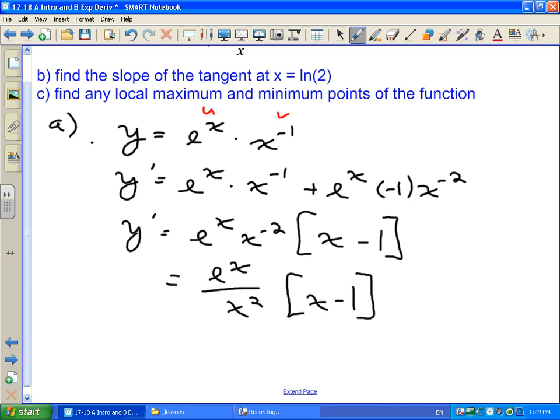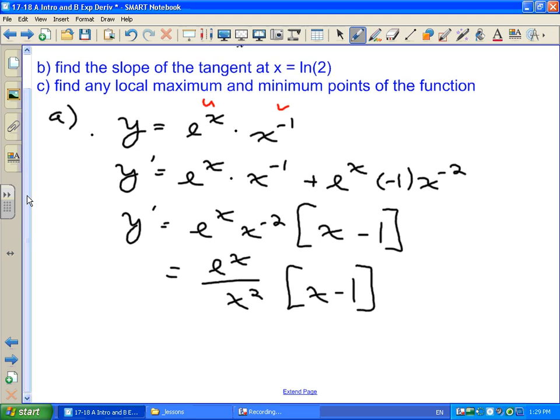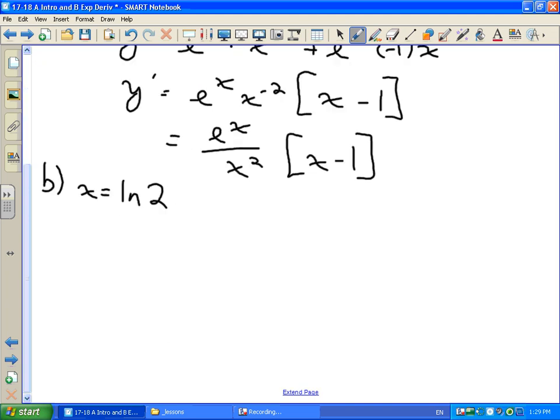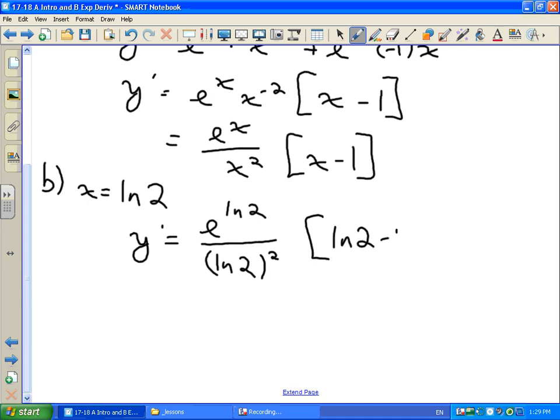Now, part B asks us to find the slope of the tangent at x equals ln 2. The only reason I'm showing you this is just to make a point about what happens when you have x values that involve natural logarithms here. All we need to do is we just need to sub in this expression, ln 2, anywhere we have an x. So our derivative is going to become e to the ln 2 divided by ln 2 squared times ln 2 minus 1.